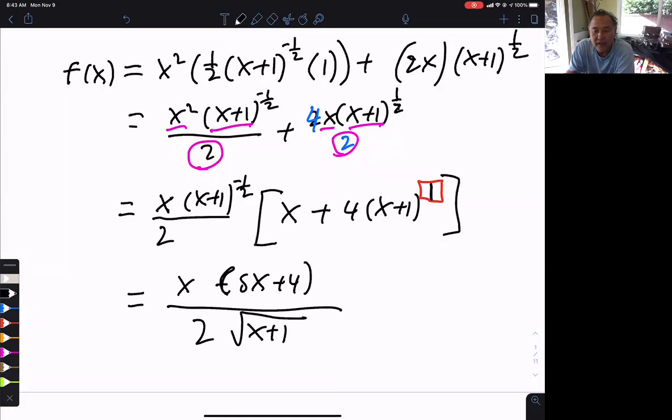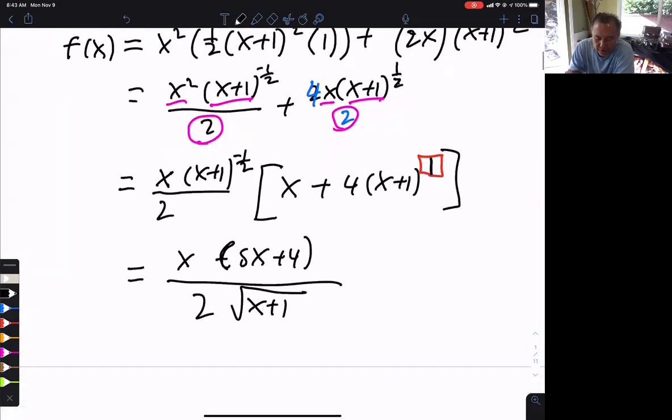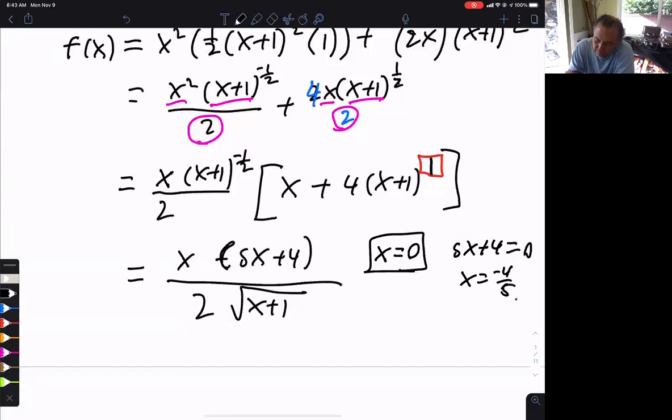All right, at this point, we need to find the critical points. That's when this derivative is 0 or does not exist. When is a fraction 0? When the numerator is 0. The numerator 0 is when x is 0 or 5x plus 4 is 0. So we got one critical point there. Solve for x, negative 4/5.